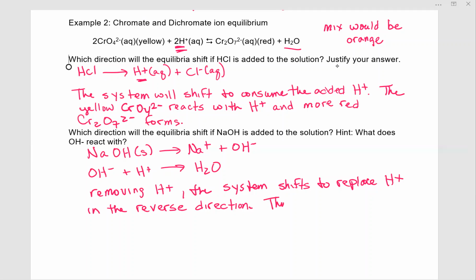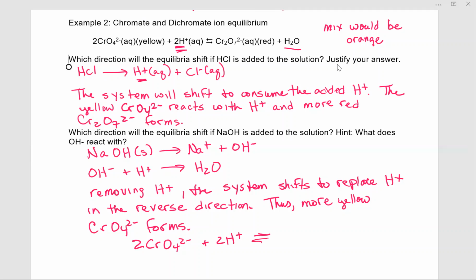So more of the yellow chromate ion forms. Okay, I'm going to rewrite this equation up here. 2CrO4 2- plus 2H+ is in equilibrium with Cr2O7 2- plus H2O.